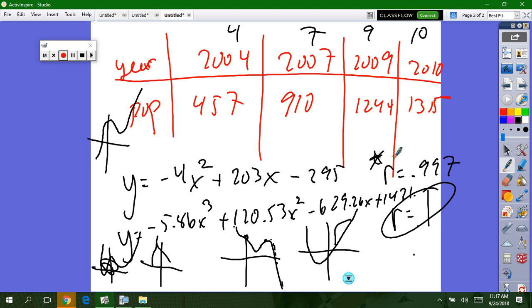It's perfect, it is. Now, is it a perfect cubic? Yes, but once again, why is it a perfect cubic? Because there's 4 points. 4 points guarantees me a perfect cubic automatically.